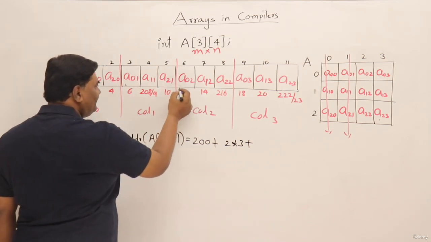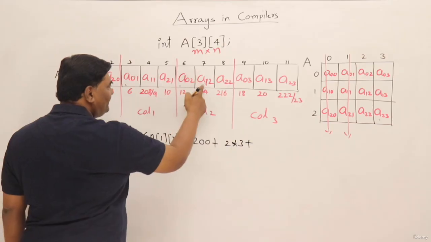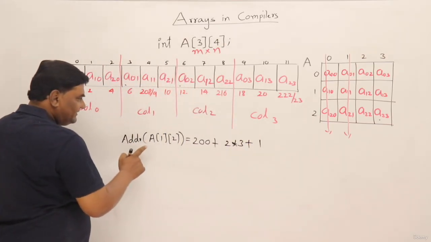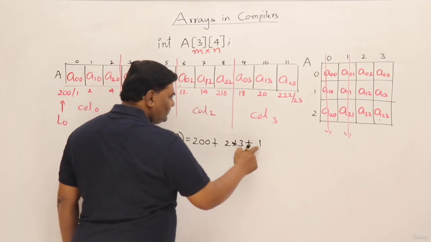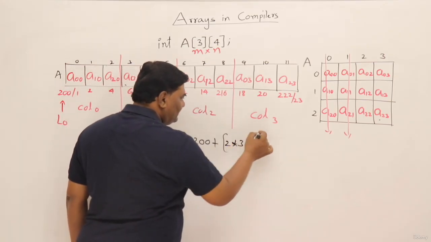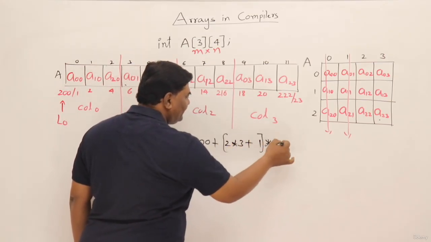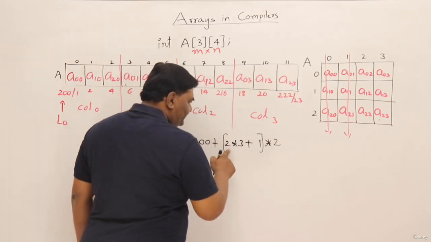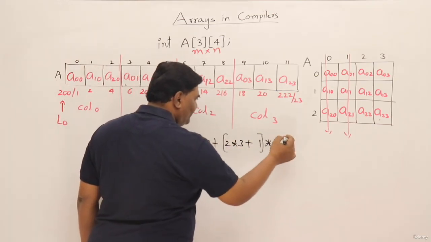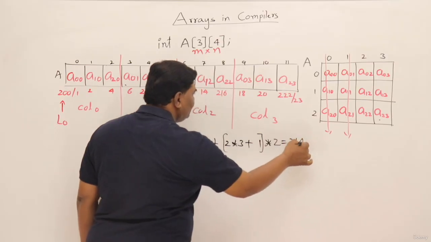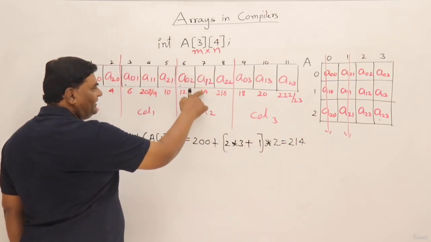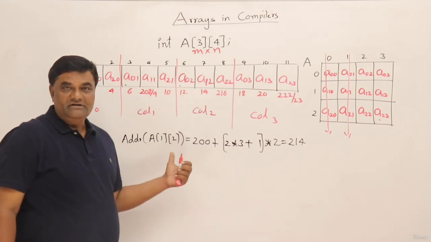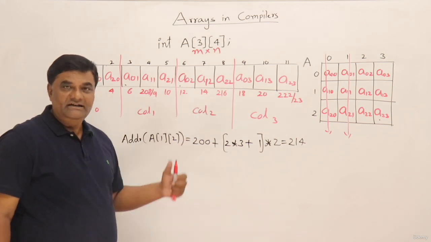Once I have skipped column 0 and column 1, I am here. Now from here, how much should I move? Just one element, so this is 2, 1. And this has to be multiplied by the element size W. So this will be 2 into 3 is 6, plus 1, 7, into 2, 14. So this is 214. And you can see that the address of A of 1, 2 is 214. So that's how we got the address of a given element.